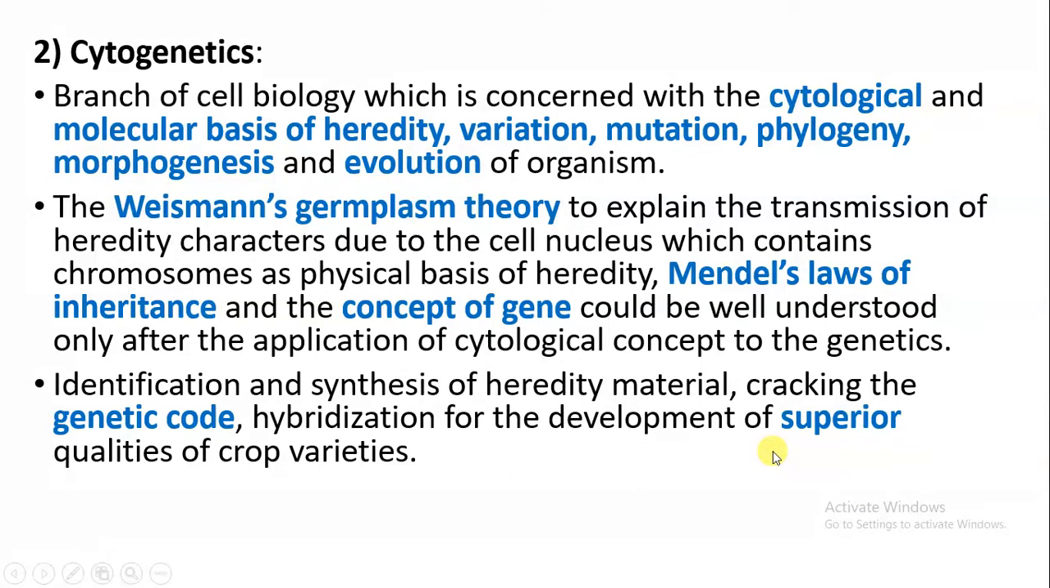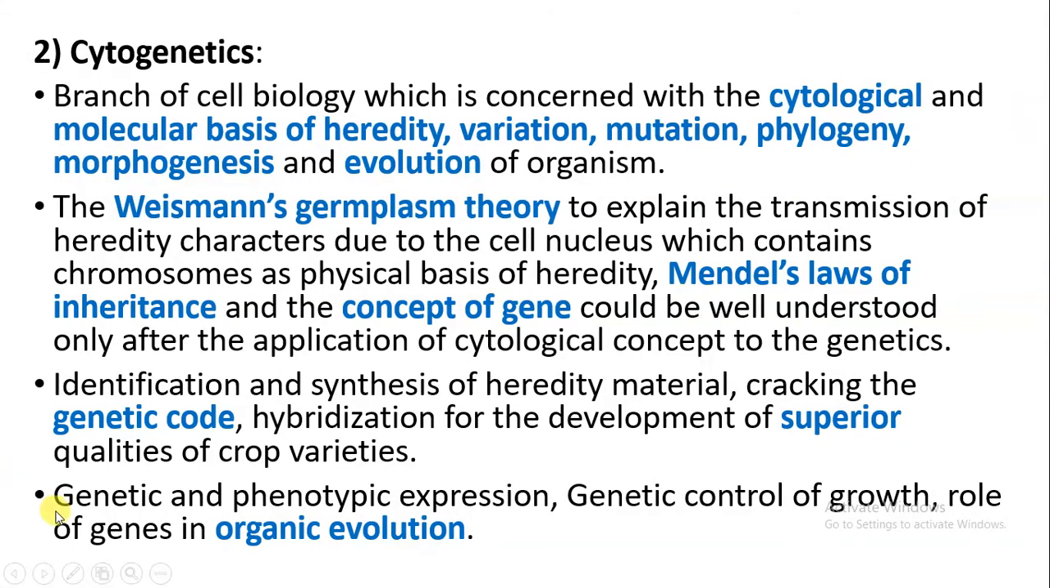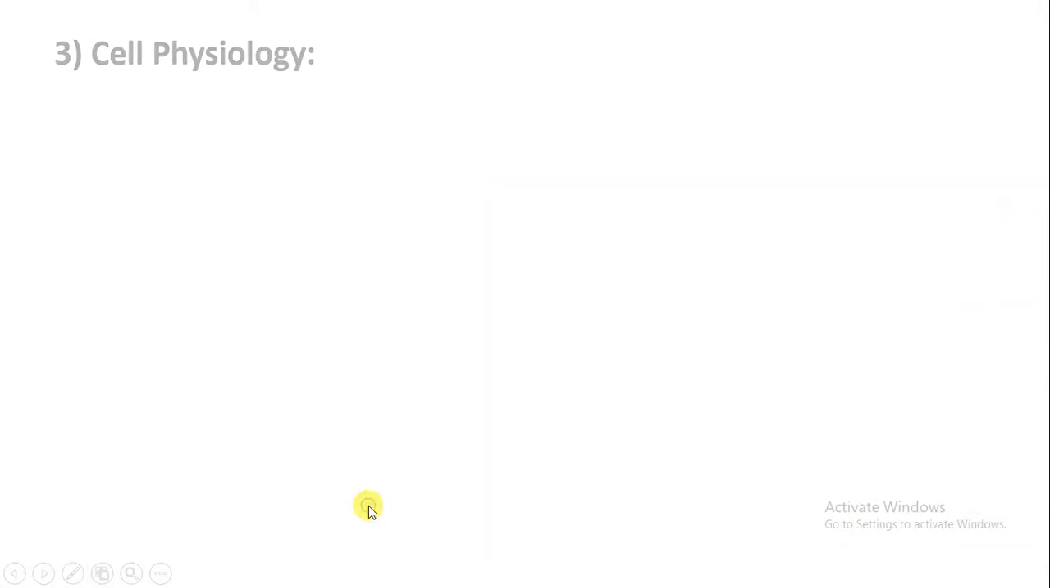Then the hybridization techniques and the superior qualities of crop varieties. How are superior quality crop varieties produced? It's because of recombinant DNA technology. So all these terms are going to be seen when we study cytogenetics. And also genetic and phenotypic expression, genetic control of growth, then the role of genes in organic evolution.